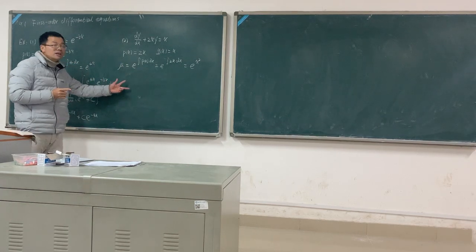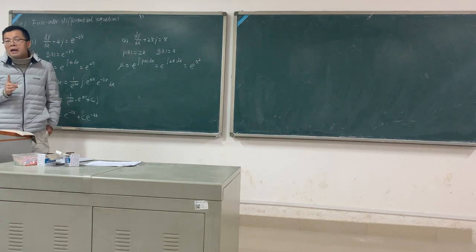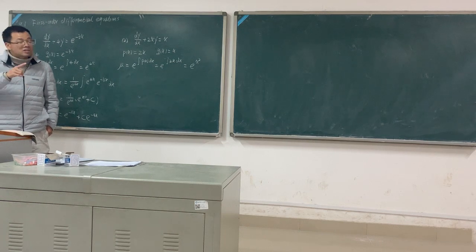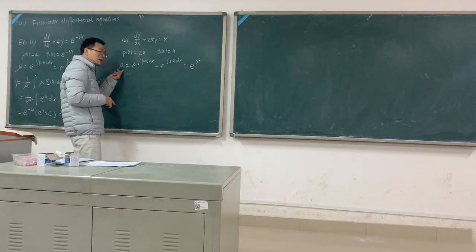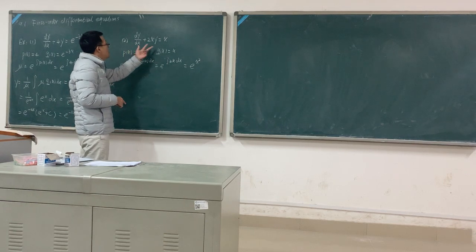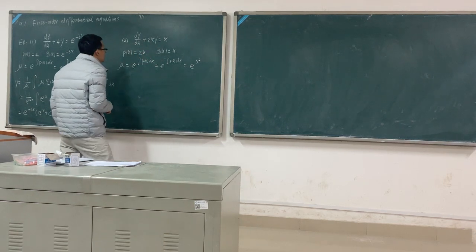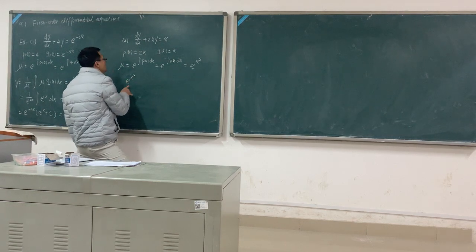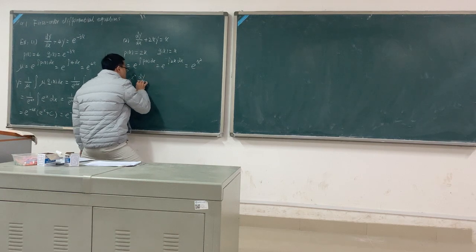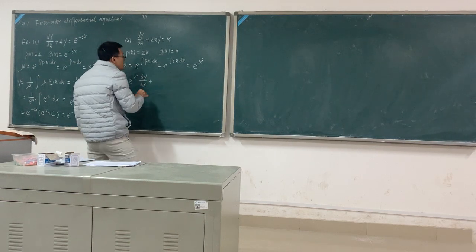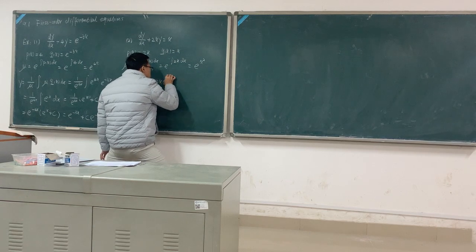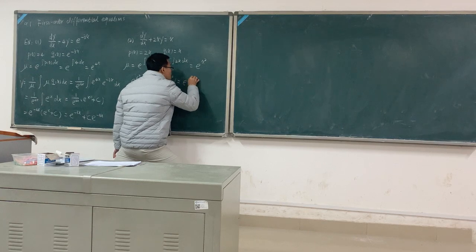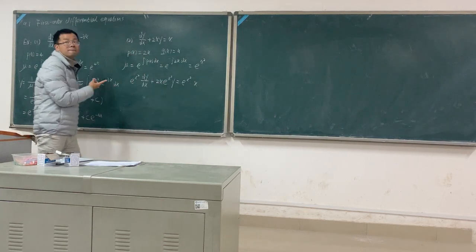Of course, here you can use the formula, and if you cannot remember the formula, you just remember the steps. The step is we multiply by mu on both sides. So here we have e to the power x squared dy/dx plus 2x times e to the power x squared times y equal to e to the power x squared times x.